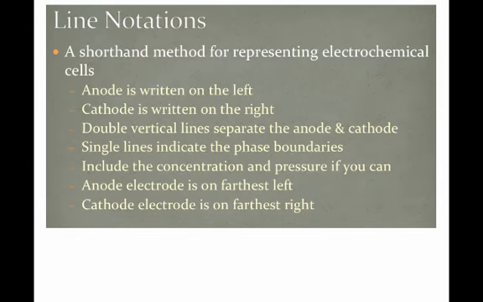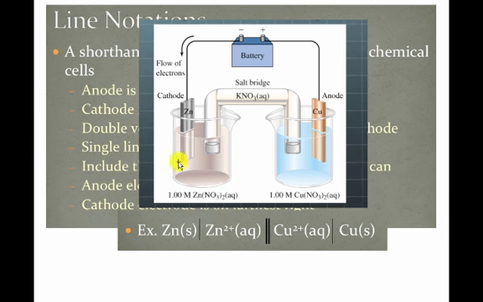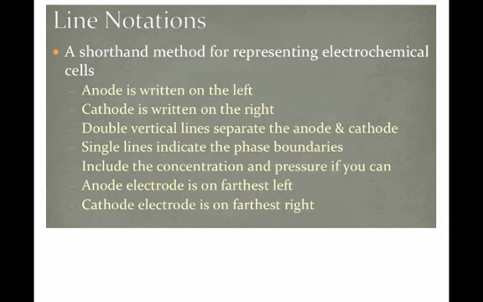Okay, today's going to be a really quick little lesson on what's called line notations. This is really a shorter way of writing electrochemical cells because it gets really tiring to draw these pictures out all the time. So if we want to represent this picture without necessarily having to draw each step out, we can use what are called line notations.